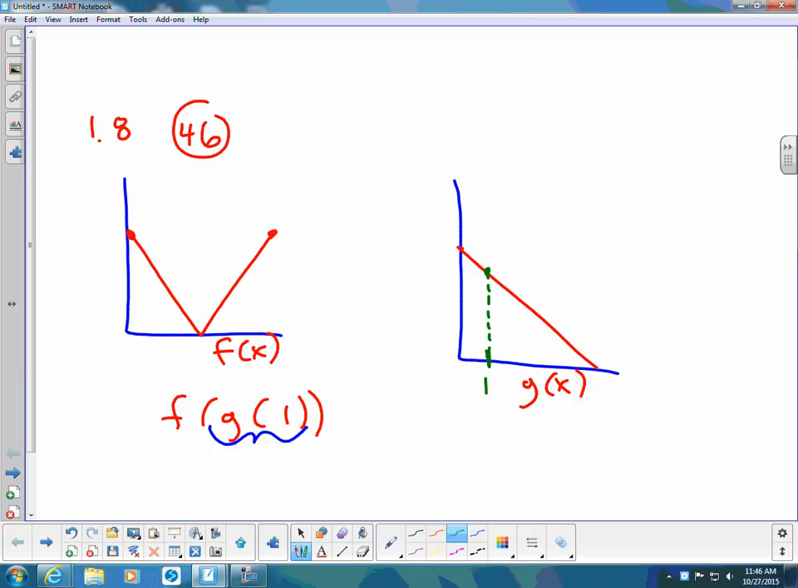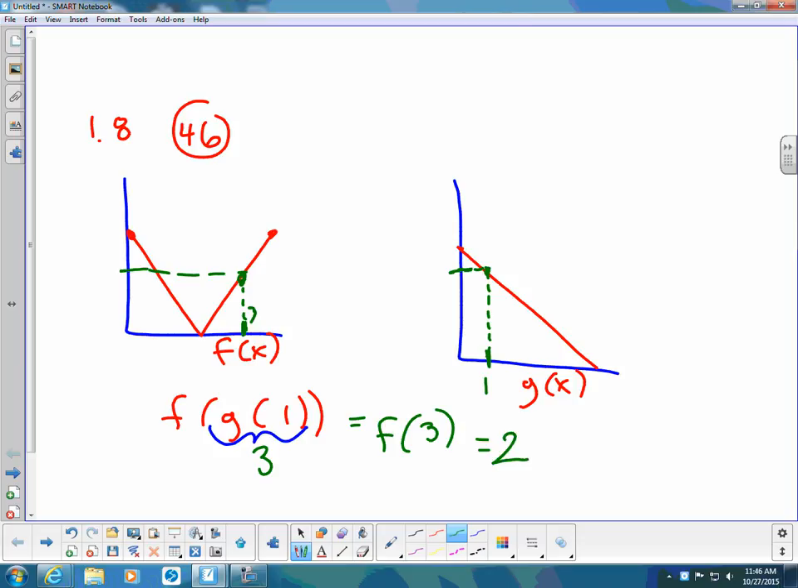All right, and so with this, you see that g of 1 is going to be what height? 3. So if g of 1 is 3, that means I'm really trying to find f of 3. So now I go to the f function, and I say, well, here's 3. How high up does it go? And how high up was it? 2. Are we okay with that?